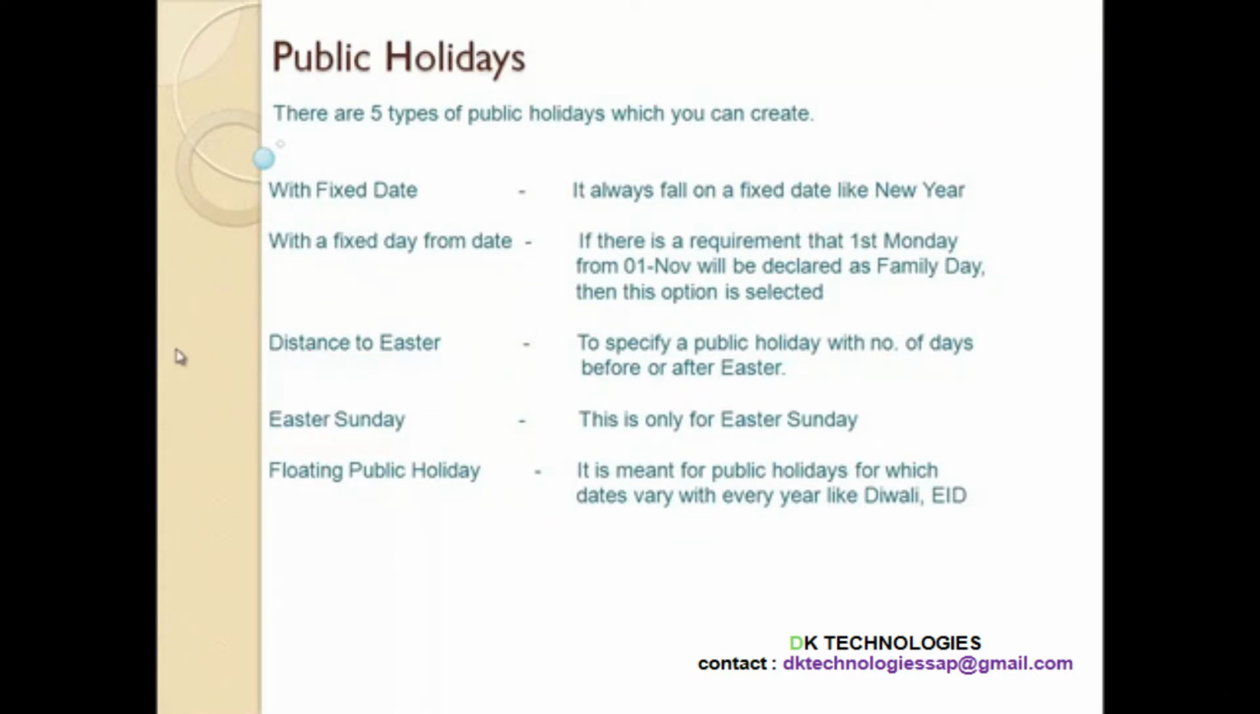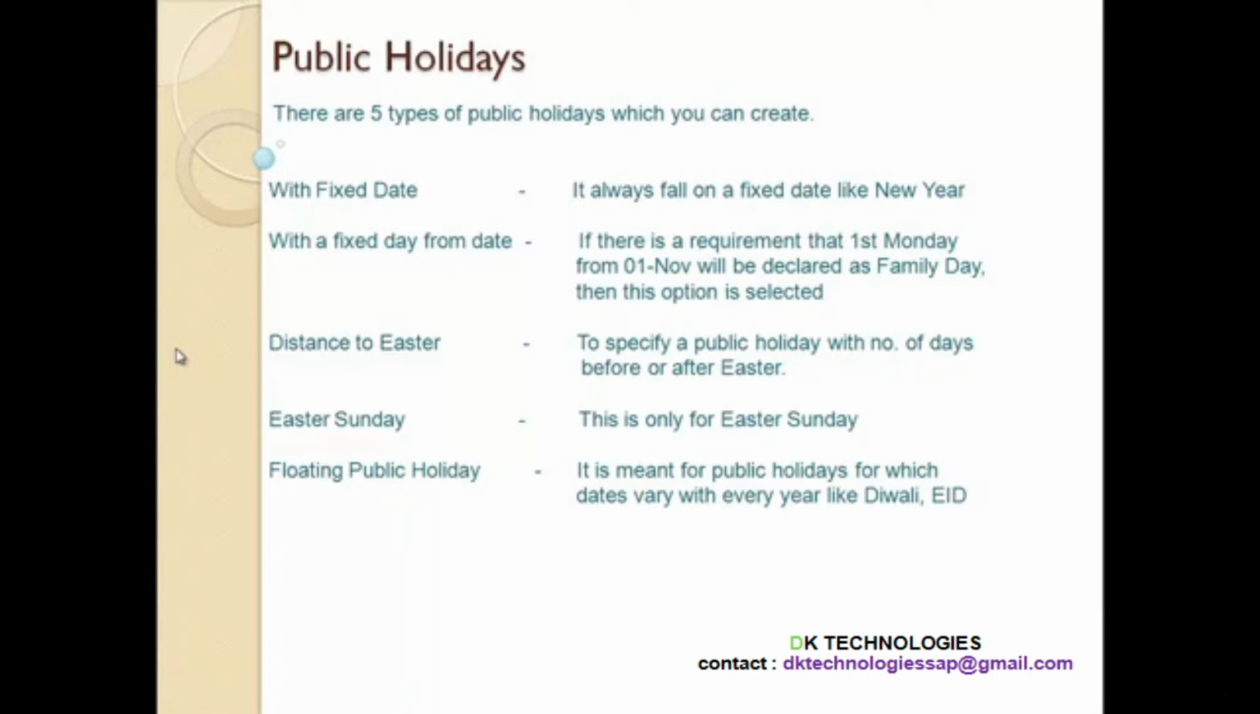The first one is with fixed date. What do you mean by fixed date? It means the holiday will fall every year on that fixed date, like New Year, which always falls on a fixed date. Now the second option is with a fixed day from date. What do you mean by a fixed day from date? For example, there is a requirement that the first Monday from November 1st will be declared as Family Day. So it is a fixed day from date. Here the date is 1st November and the fixed day is Monday.